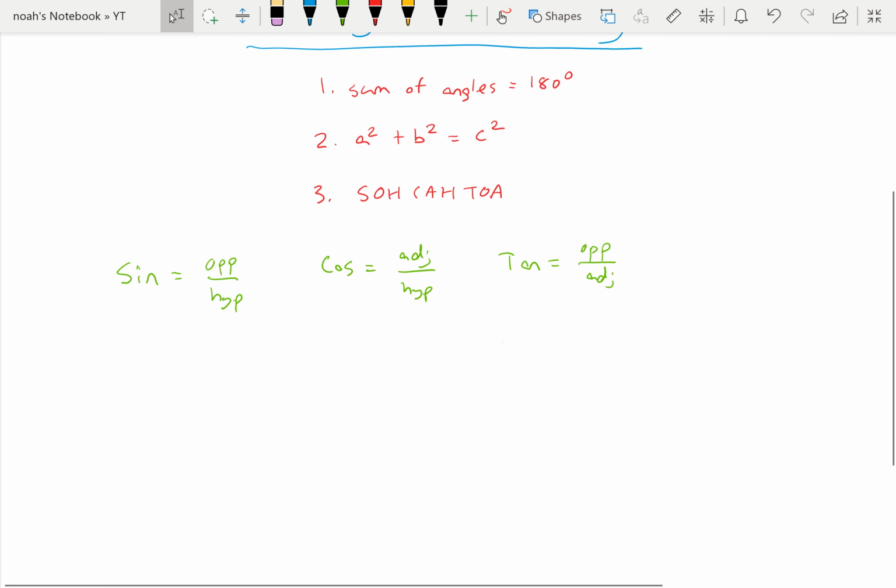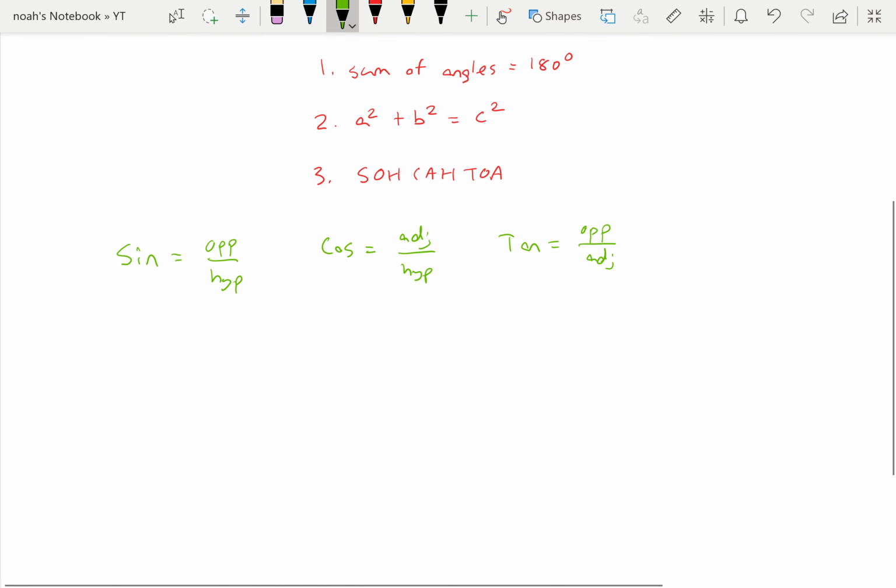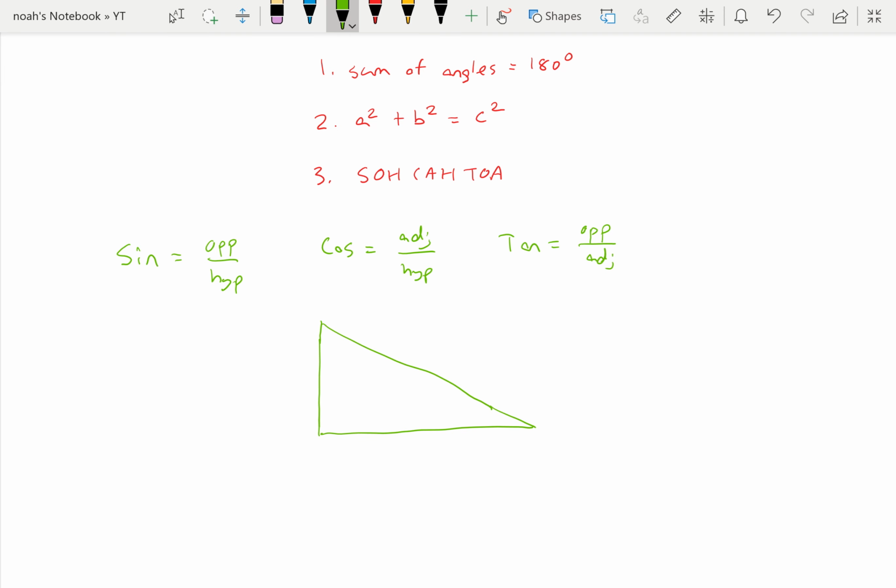Now what does this mean? Let's do an example. Say we have a triangle here, and the square symbol means it's 90 degrees in this corner, and this is always the case. Say this is 32 degrees. This is A, C, and B. C is the hypotenuse. A is opposite, and B is adjacent.